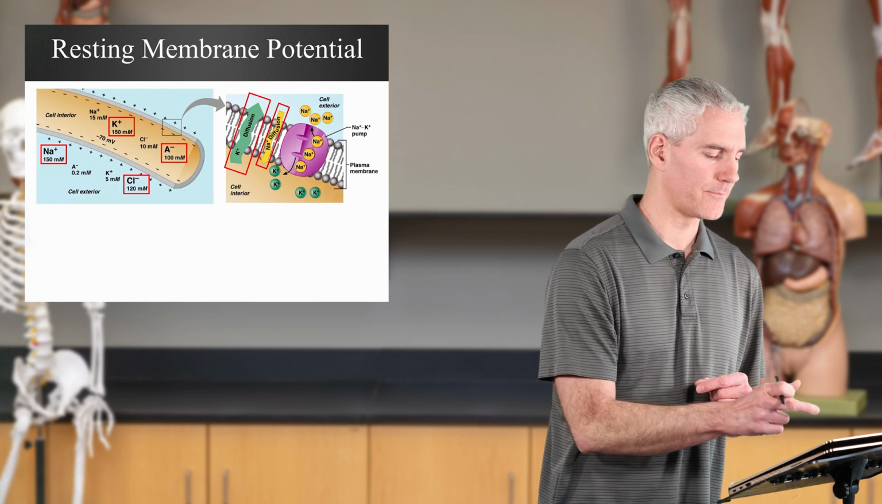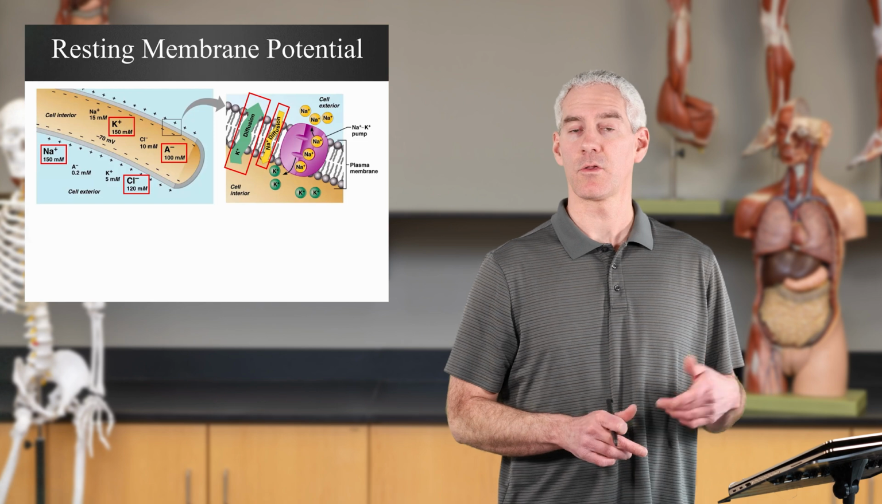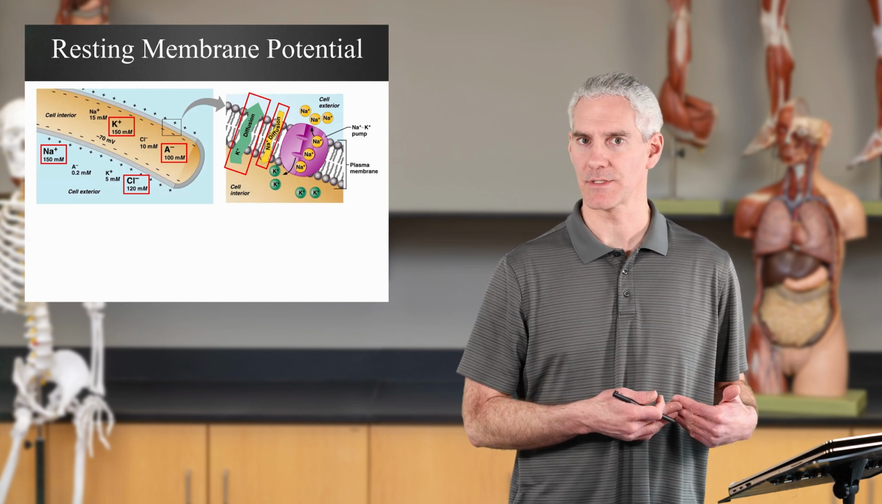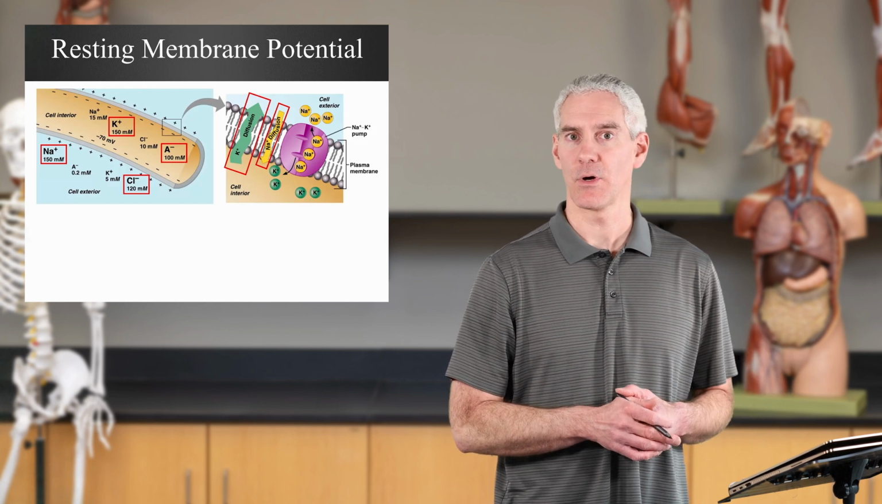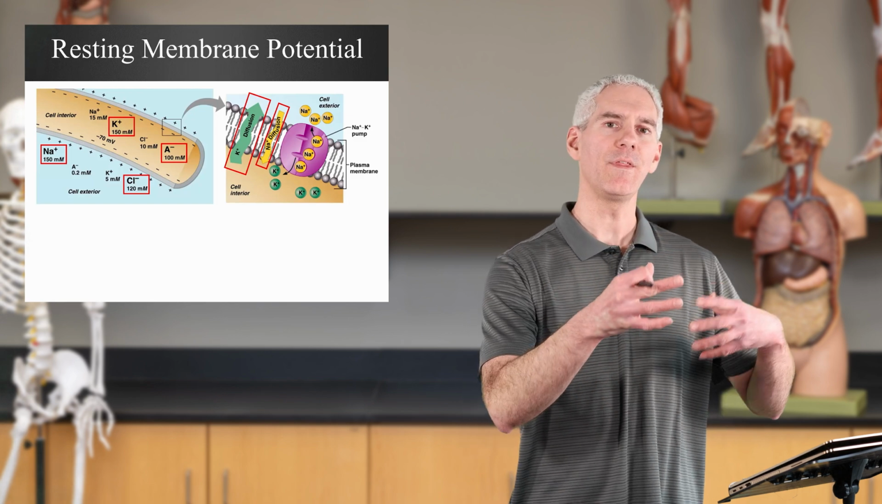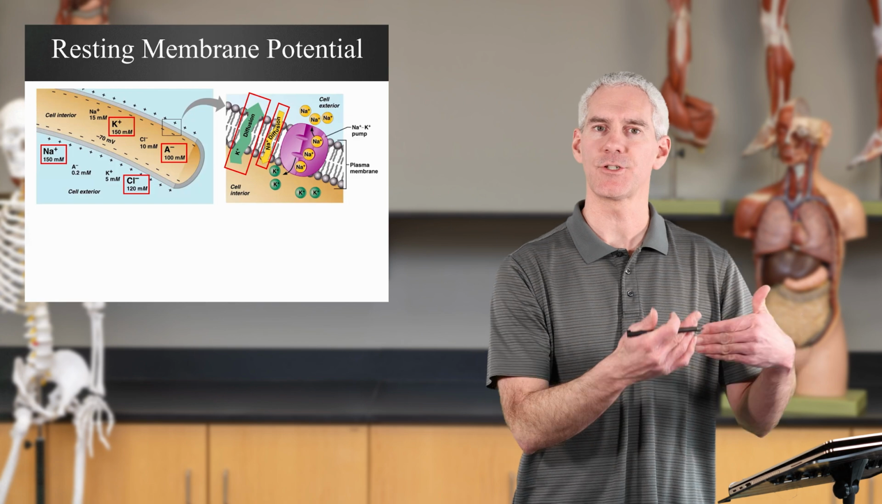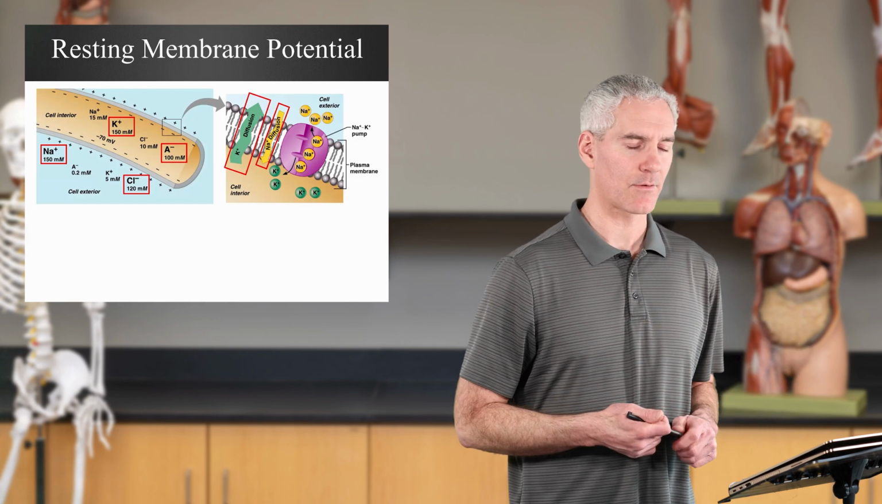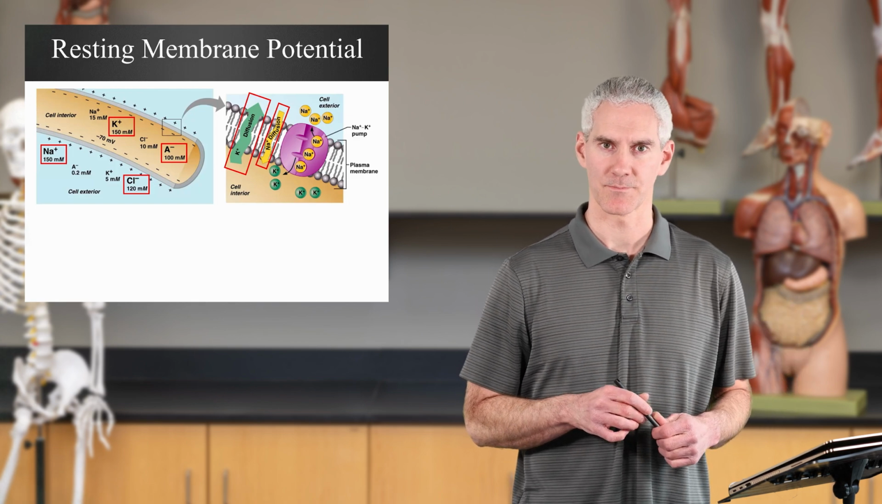So those are two of the main ions. But we also have the negatives. Chloride, higher concentration outside. The anions from protein, higher concentration inside the cell. It's all these concentrations that balance each other out to make that resting membrane potential.